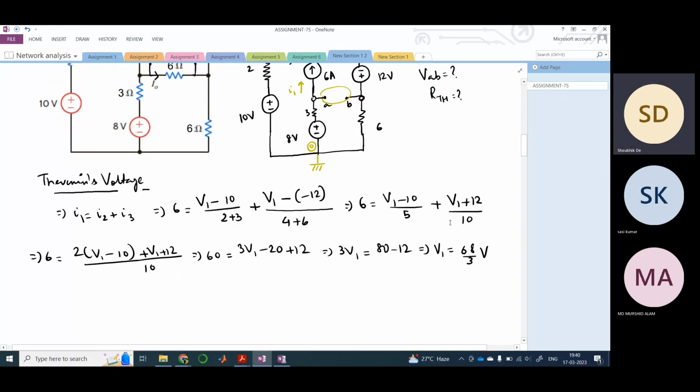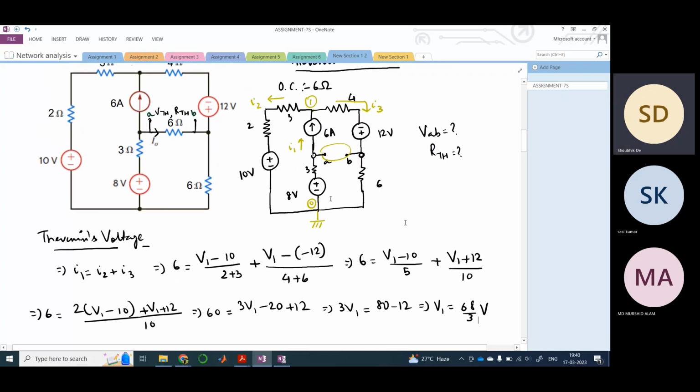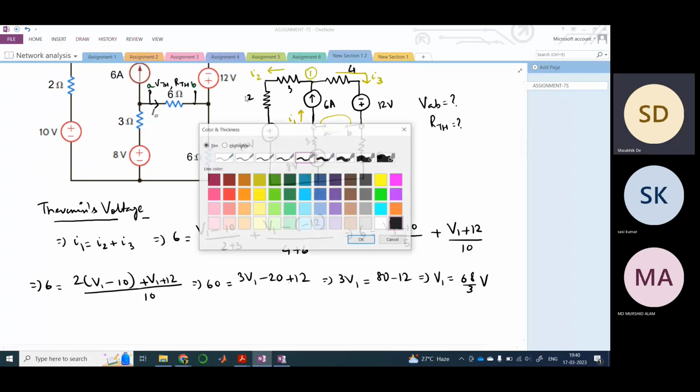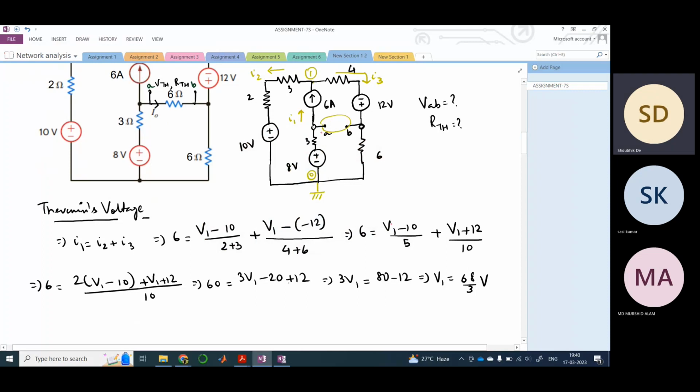Okay, fine. Then V1 is 68 by 3 volts. So it will help us to calculate what is VB and VA from here. That is why we calculated V1. Now, what would be VA? It is pretty simple. Let me just use a different red color. Till this point here, this is our VA, and until this point here, this is our VB. So VA would be what?